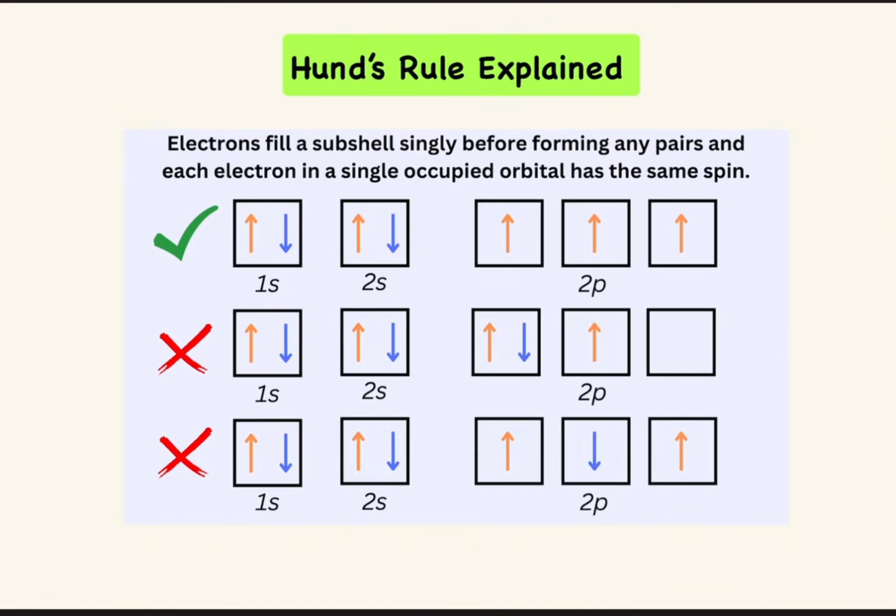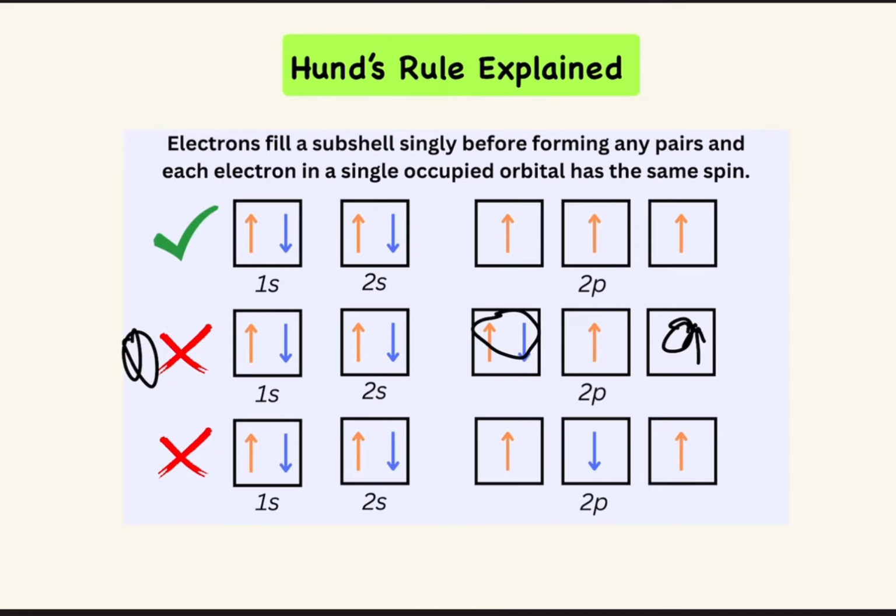This is just saying electrons fill a subshell singly before forming any pairs, and each electron in a singly occupied orbital has the same spin. So like these bottom two examples that are wrong. Here, 1s and 2s are the same as the top one. But when you move to 2p, this middle one, we have three boxes, right? I'm just showing how the electrons fill the orbitals. This first one filled two electrons in its first orbital without first filling this box. You have to have a single arrow going up before you can fill the other boxes.